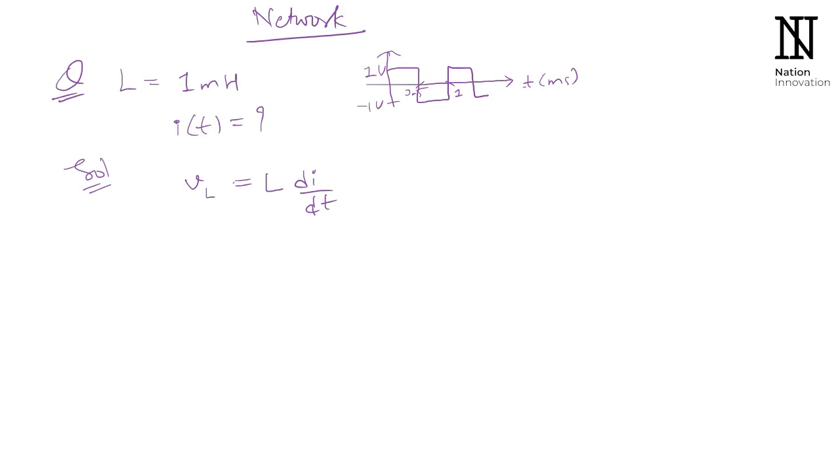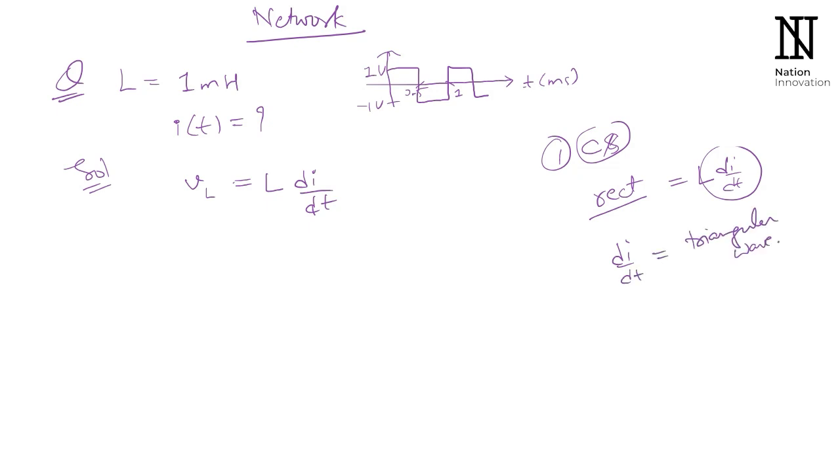So if we apply common sense here, let's say our first approach, if VL here is given as a rectangular waveform and the inductor, of course, is a constant 1 millihenry, then what will be di by dt? That means some waveform whose derivative is equal to a rectangular wave. So this directly implies that the current must be a triangular wave, right?